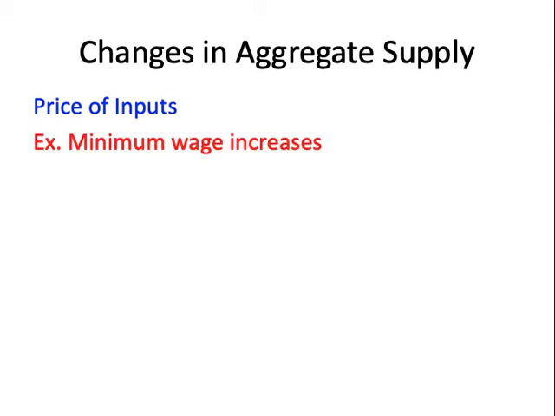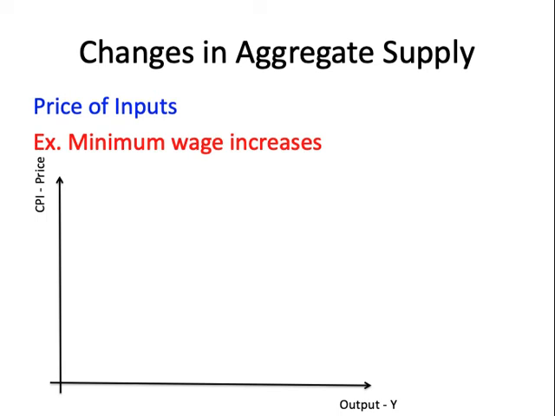So for example, if minimum wage goes up, and it has been going up in the Toronto, Ontario area, and people are complaining about how small businesses couldn't afford to pay their wages, it's because if minimum wage goes up, then it costs people more to pay their workers. And therefore, the cost of their production will go up. And so let's take a look at what this looks like, right?